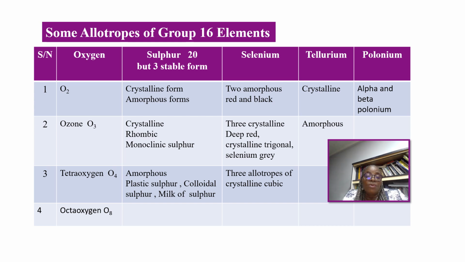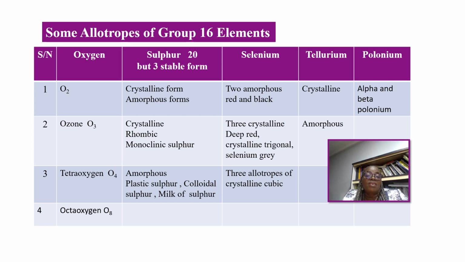The most stable allotropic forms of sulfur are monoclinic sulfur and rhombic sulfur. It can be noted that selenium and tellurium can exist in both crystalline and amorphous forms. So looking at the board, on this table, for oxygen, the most common is O2. It can also exist as O3, tetraoxygen, and octaoxygen.